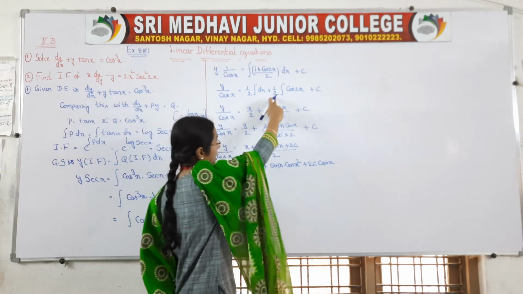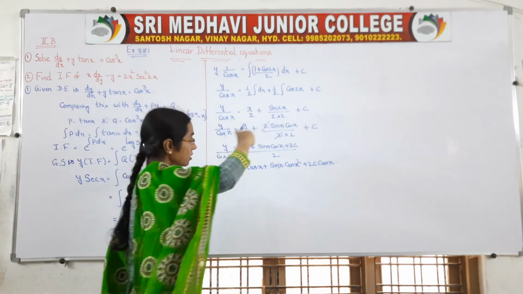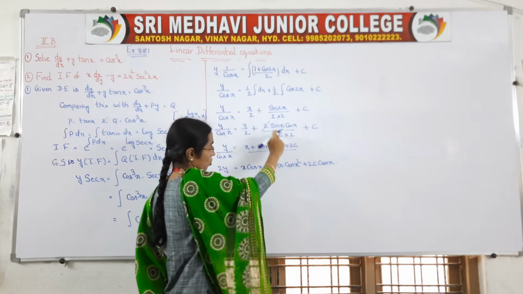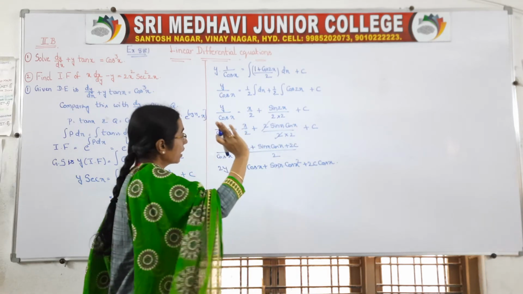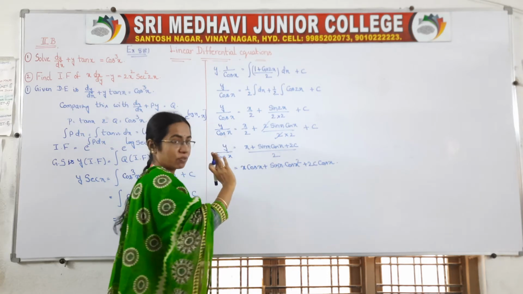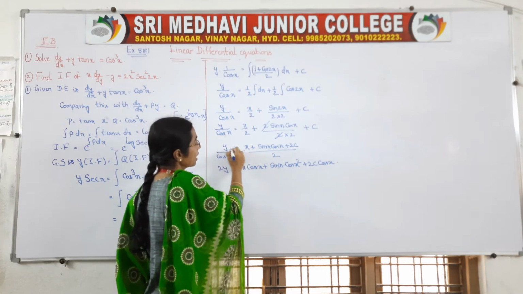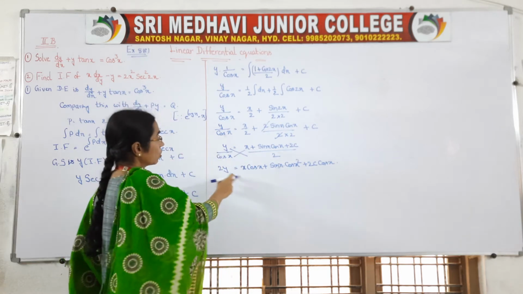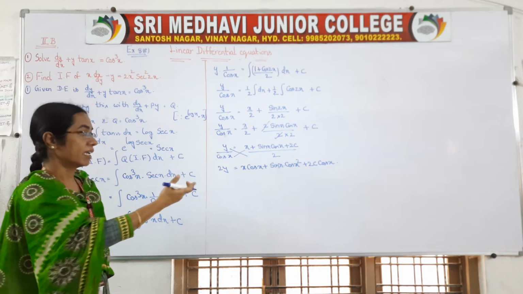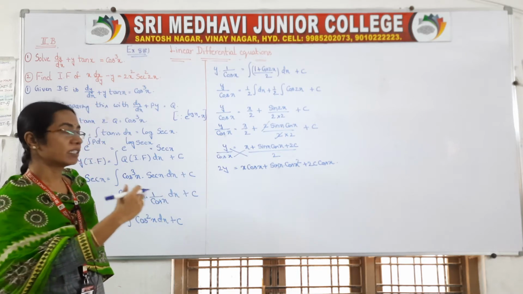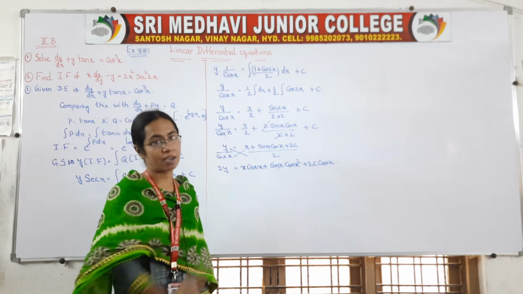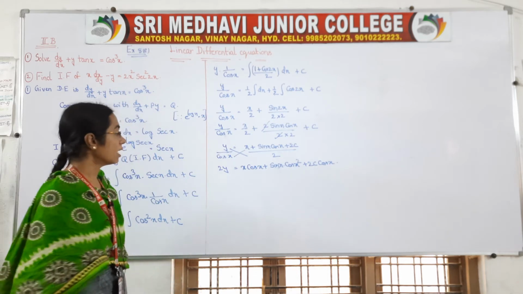Already 1 by 2 is there, right? Next, sin 2x can be taken as 2 sin x into cos x, 2 cancels. Next, you take 2 as the LCM and here cos x will be there. Just cross multiplication, right? 2y is equal to, and send cos x that side. It is x cos x plus sin x into cos x into cos square x plus 2c cos x. Okay, that is the answer.